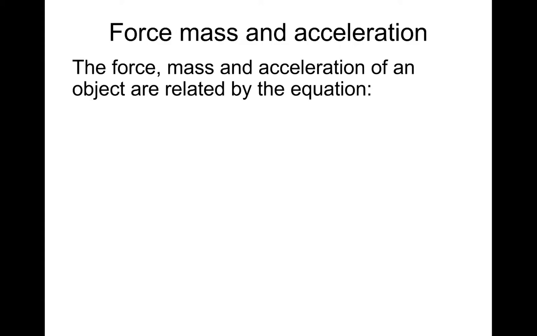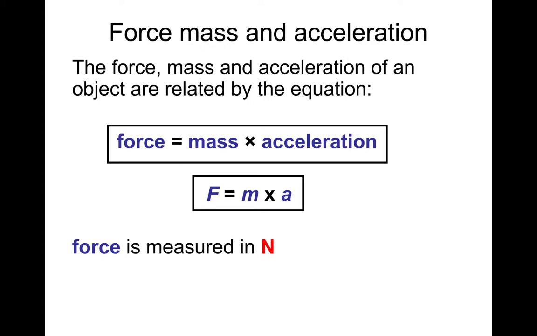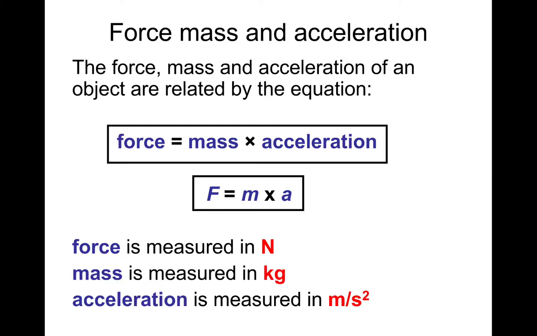So, equation first off, the force, mass and acceleration of an object are related by the equation: force is equal to mass times acceleration, or F equals ma. Force is measured in newtons, mass is measured in kilograms, and acceleration is measured in meters per second squared. If you want to get that down, just pause the video at any point to make some notes, and then continue when you're ready.